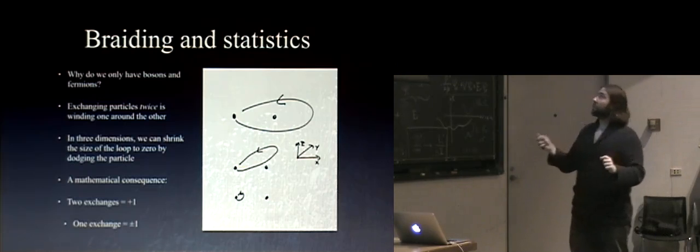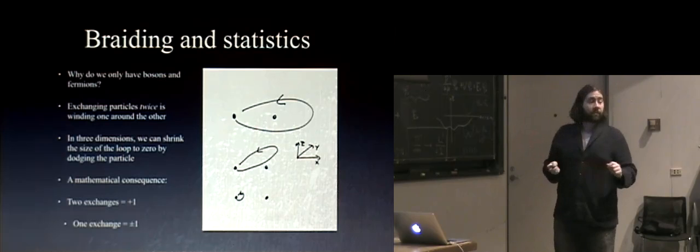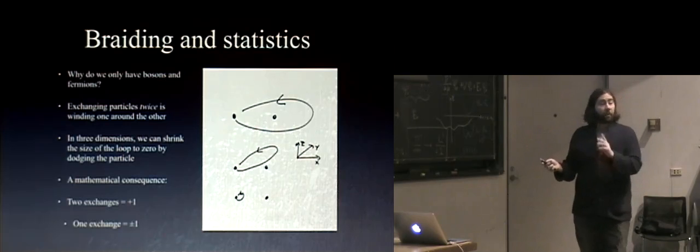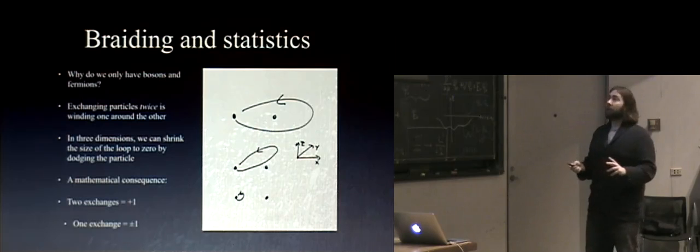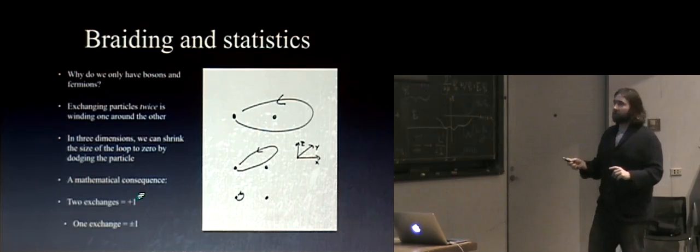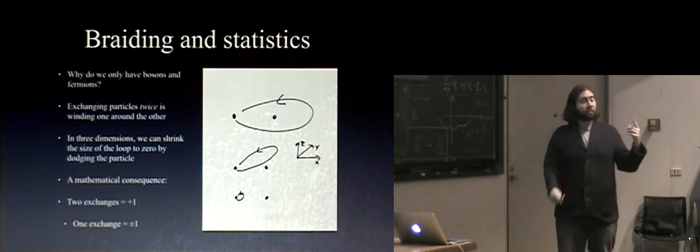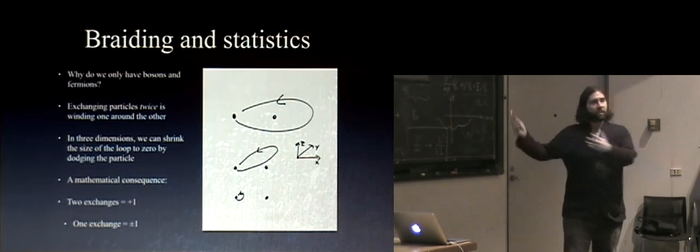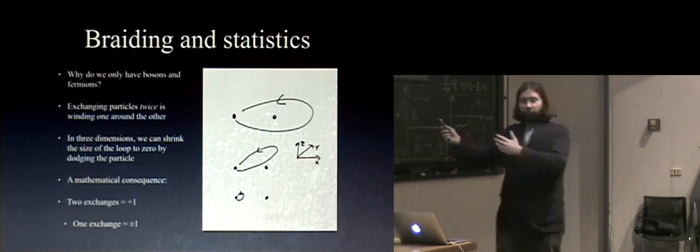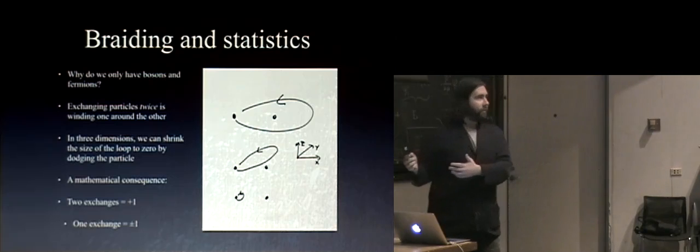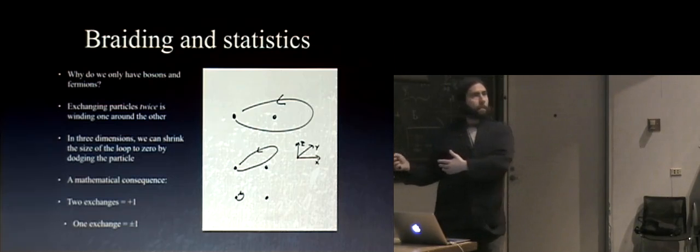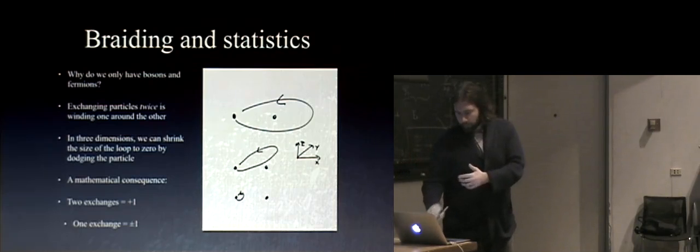Okay, so since exchanging twice is the same as doing nothing topologically, that means that if 2 exchanges has to be a +1, then there's only one possibility for 1 exchange. It can only be +1 or -1. And that's the simple mathematical reason that for fundamental particles there are only bosons and fermions. Is that clear? Yes. Okay.